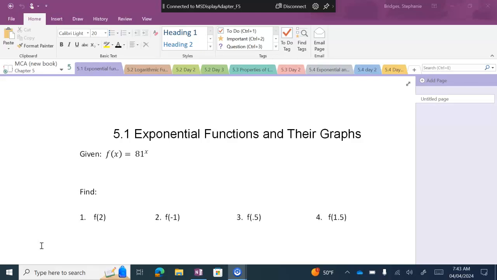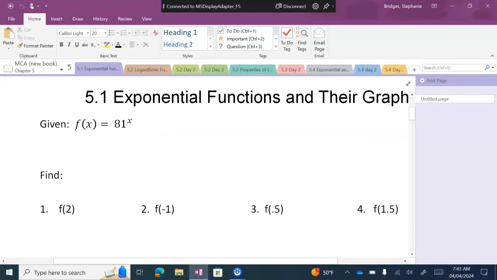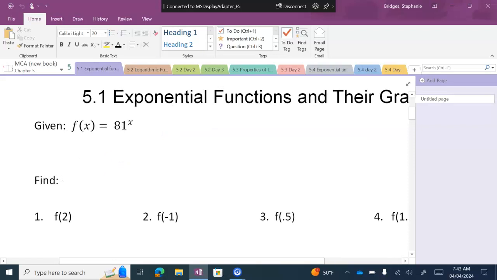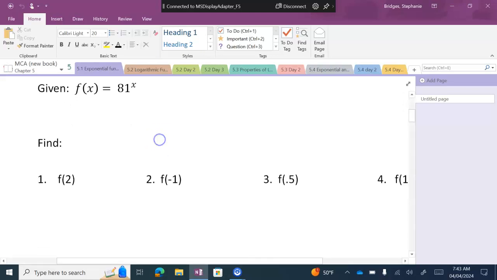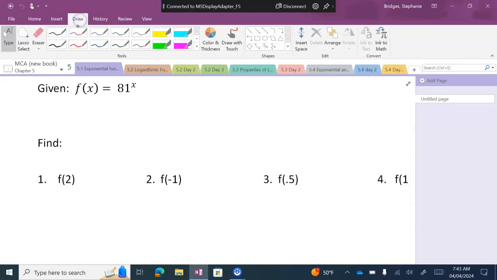Okay, so you'll notice at the top, before we get to the graphing part, we're going to take a look at evaluating an exponential function. We're given that f of x is equal to 81 to the x power, and it's asking us to find the value of this function given a certain x. So we're going to start with the first one. It wants me to find f of 2. That means I want to know the value of my function when x is 2.